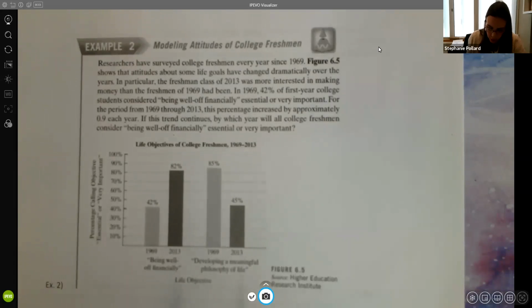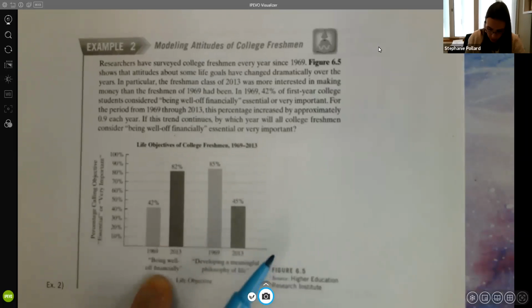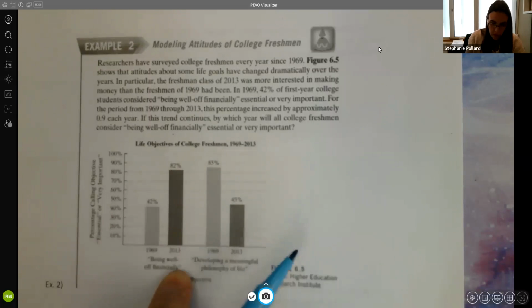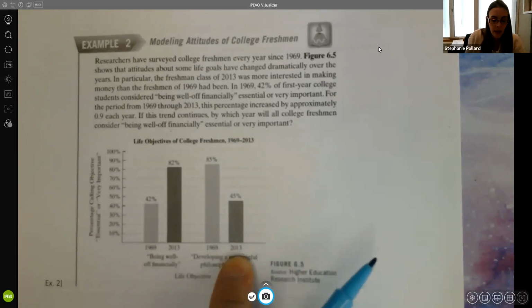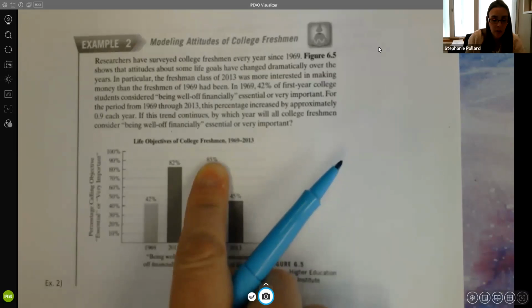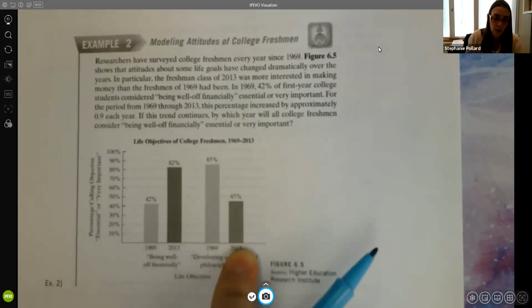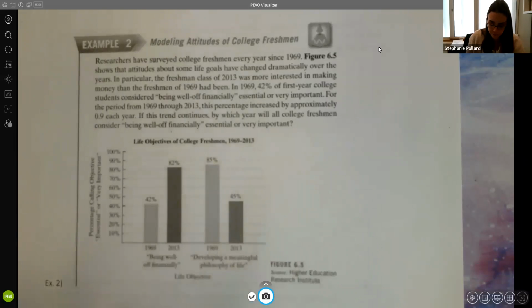In particular, the freshman class of 2013 was more interested in making money than the freshman class of 1969 had been. So you can see here we have two questions, being well off financially or developing a meaningful philosophy of life. So in 1969, about 42% of freshmen had a goal of being well off financially. 82% in 2013 are worried about being well off financially. In 1969, about 85% of freshmen were concerned about developing a meaningful philosophy of life, whereas in 2013, 45% feel that way.